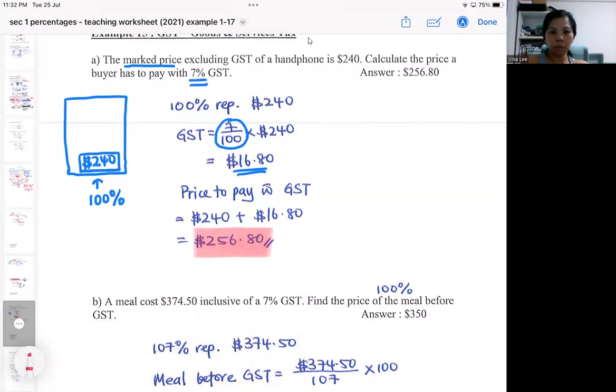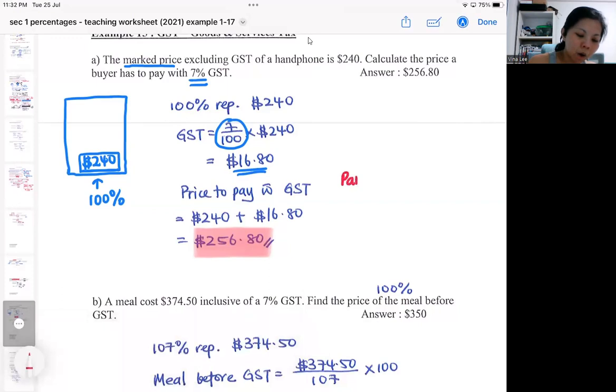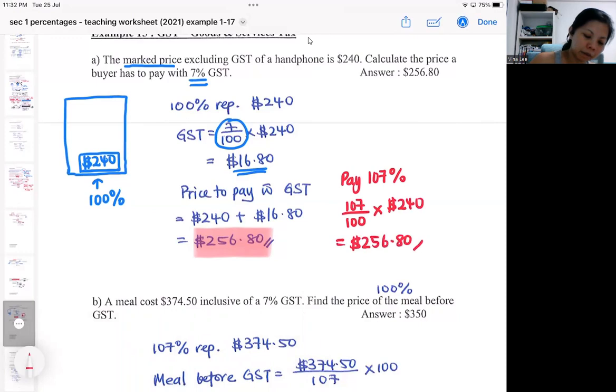Another way to think about it: the original price, the price tag, is 100%. I have to pay 7% more. So in actual fact, I'm paying 107%. So the 107% will be this times 240. You can directly get the amount that you're paying. So it depends on you whether you want to do it directly or separately. Sometimes a question does ask you to calculate just the GST.